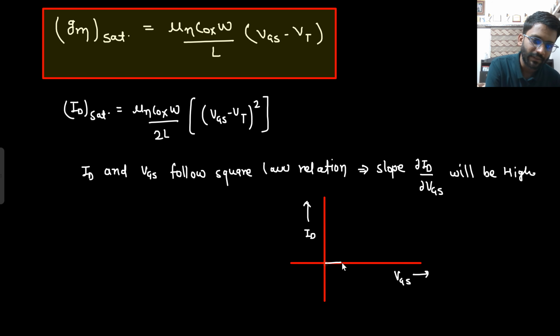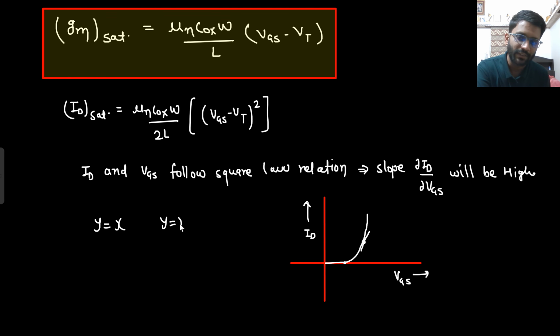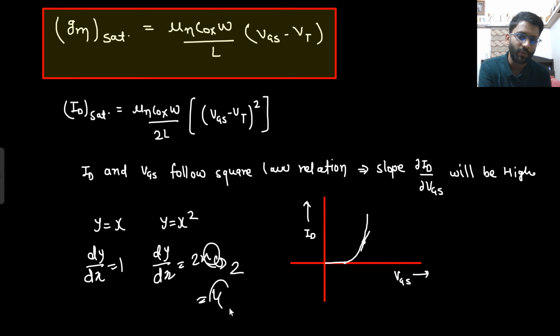ID versus VGS. In case of saturation region, ID versus VGS follows the square law relation. So this will be the slope. Let's assume one function is y equals x and the other is y equals x square. What is the slope here? That is 1. And what is the slope here? That is 2x. Now if my x value is 2, my slope will be 4. So if it is following square law relation, there is a high chance that the slope will be larger.